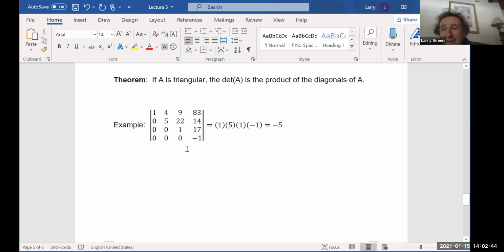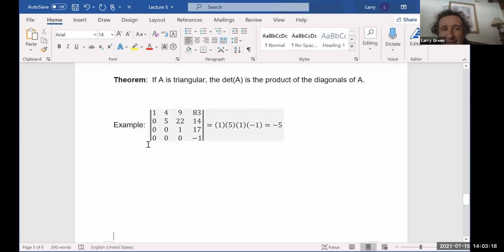And if I want to find the determinant of this matrix, I don't have to do any of that definition stuff. I just go 1 times 5 times 1 times -1, -5. So do you agree that triangular matrices are wonderful for determinants? Okay. The reason why it's true, I don't think I'm going to prove the full thing, but I'm going to explain why it's true. So if you wanted to do this using the definition, how would you start?